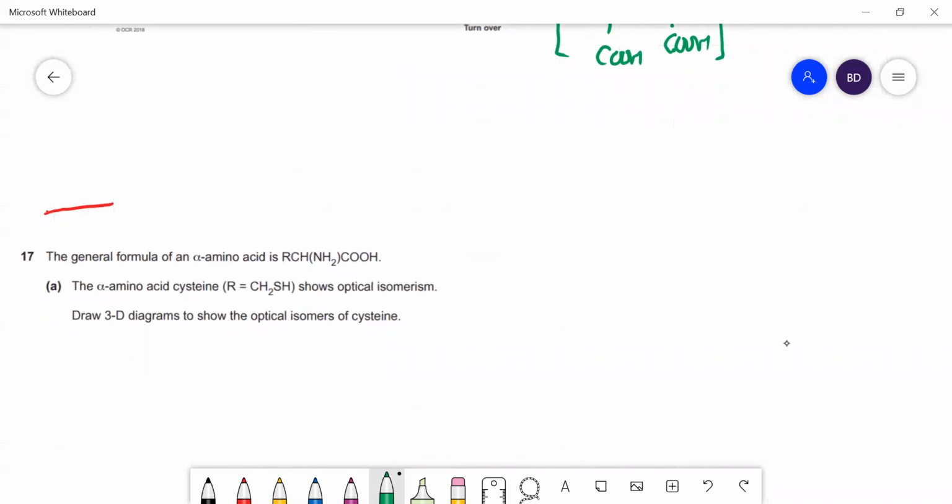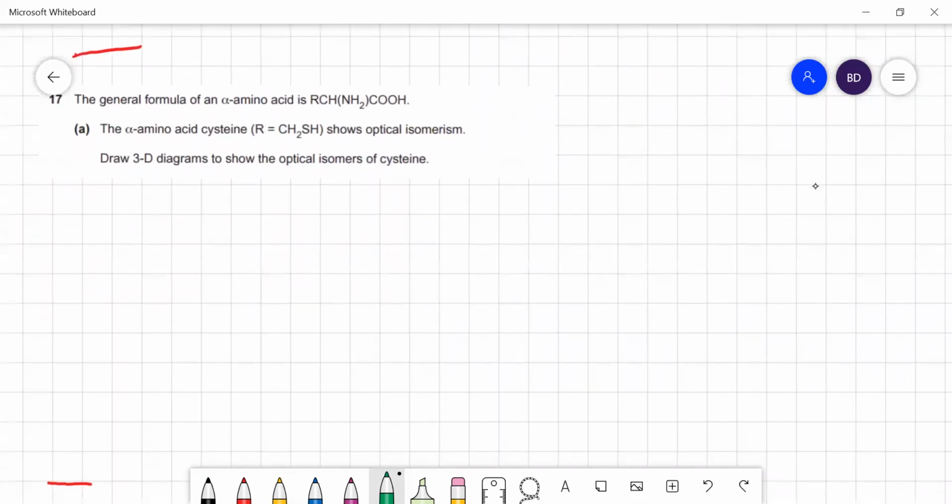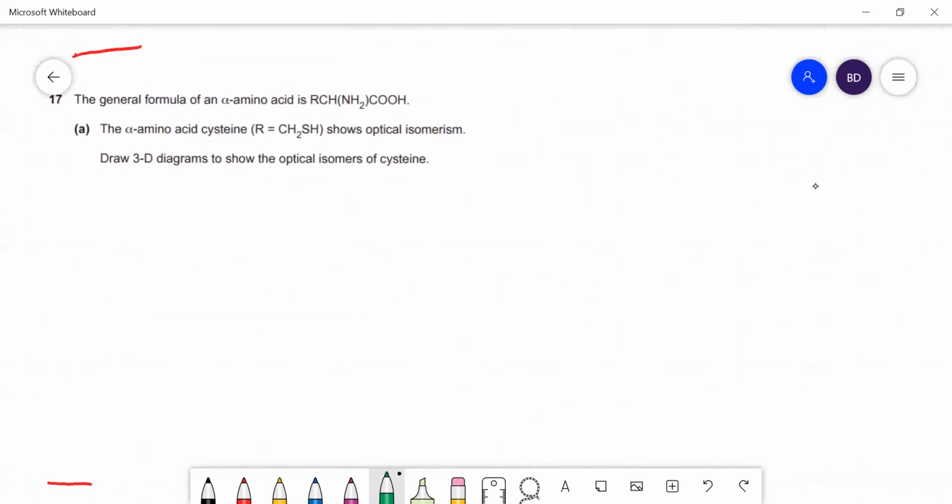Okay, onto amino acids and optical isomerism. The amino acid cysteine has this R group, and it shows optical isomerism. Draw 3D diagrams to show the optical isomers of cysteine. Well, first of all, let's just draw our general structure of an amino acid.